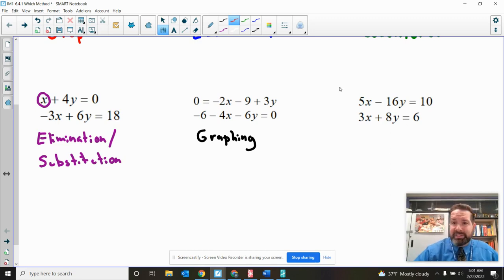I think instead on this one, because it's already in this format, I would use elimination. Maybe multiply the top equation by 3 and the bottom equation by -5. That would give me a plus 15x up here and then a negative 15x down here for that set of opposites.